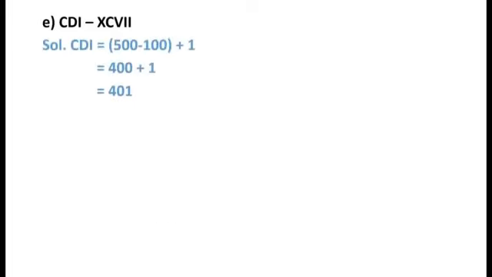Now you can again see the next question, children, here. CDI minus XCVII. Again we will go for the first. CDI, we will convert it into a Hindu Arabic number. So C and D. C stands for 100 and D stands for 500. So the smaller one is coming first, then the bigger one, so we will subtract. So 500 minus 100. Then I we will add, plus 1. Okay. So 500 minus 100, that is 400, plus 1 is 401.